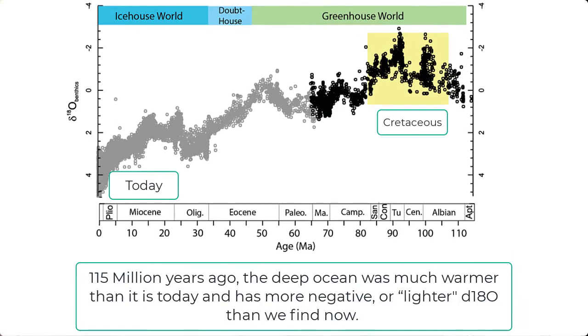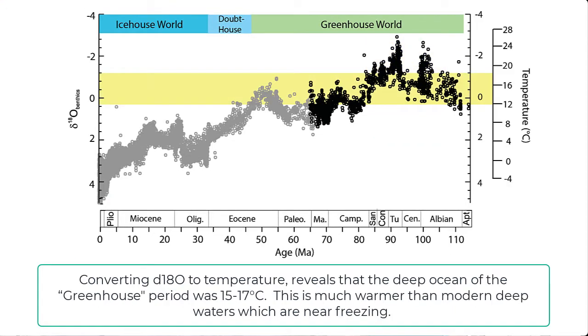Now you immediately notice that the oxygen isotope ratio 100 million years ago is much lighter or more negative than is the case today. The deep ocean was much warmer in the Cretaceous than in more recent times, reflecting that greenhouse climate of 100 million years ago. If we translate the oxygen isotope scale into temperature, you can see that the Cretaceous deep ocean was perhaps 15 to 17 degrees warmer than now. The coldest seawater in the world today is just a little below freezing, and is kept from actually freezing by having salt in it.